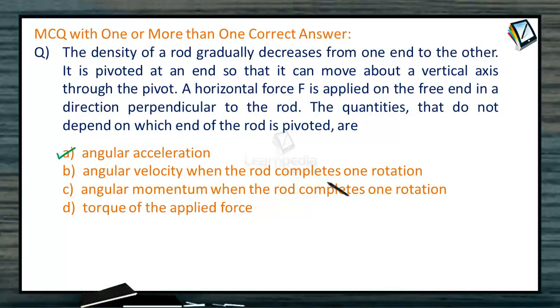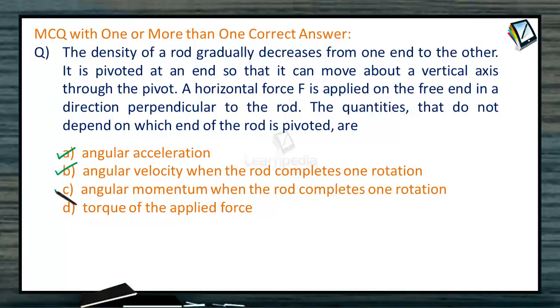Option B, angular velocity when the rod completes one rotation. The angular velocity also depends on alpha. We know alpha is constant, it does not change when we take the point of pivot to different points. Therefore, angular velocity after completing one rotation is also the same.